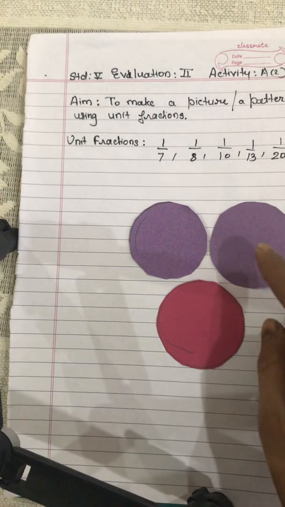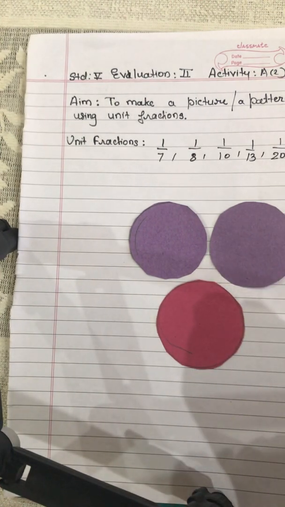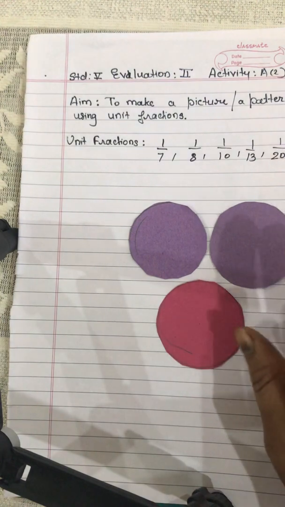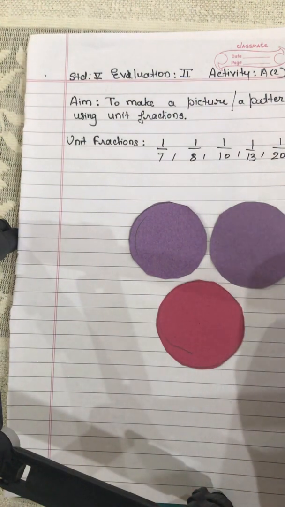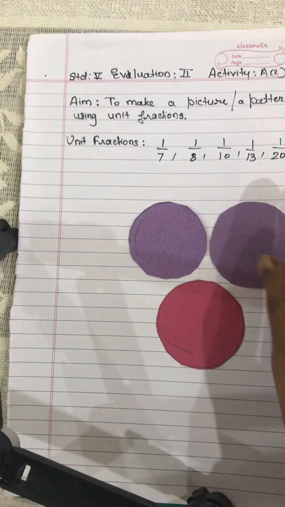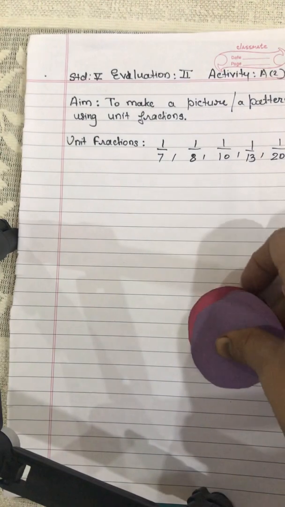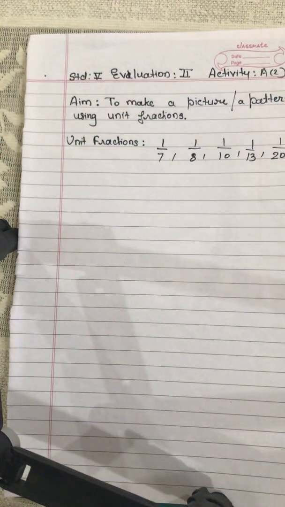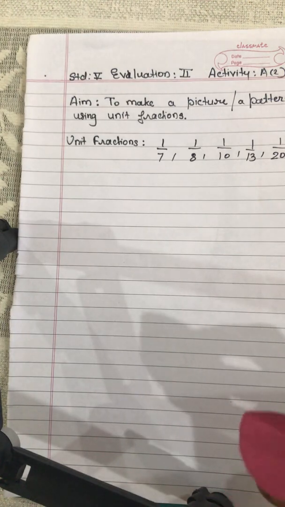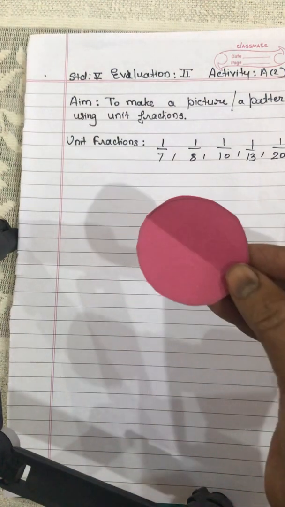So here I have taken a purple color and pink color. I have drawn 3 circles with different radii. You can choose any radius and you can draw a few circles. Okay. Then we will represent a few unit fractions on the circle. Now this is the circle.